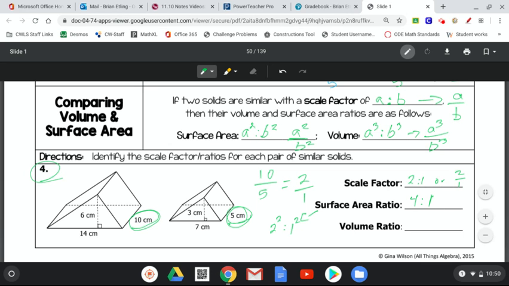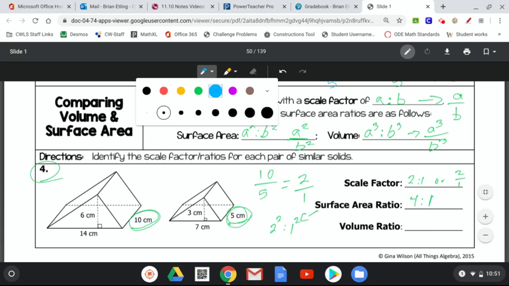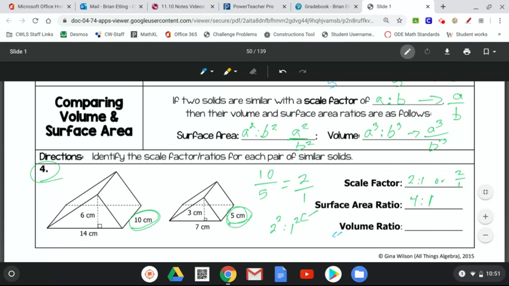For volume, we're going back to the scale factor, okay? Don't use the surface area ratio, use the scale factor that we found. So the scale factor was 2 to 1, but this time it's volume. Volume is in cubed units, same thing. We're going to cube those two numbers. 2 cubed, 2 to the third power, is going to be 8. 1 to the third power is just going to stay as 1.